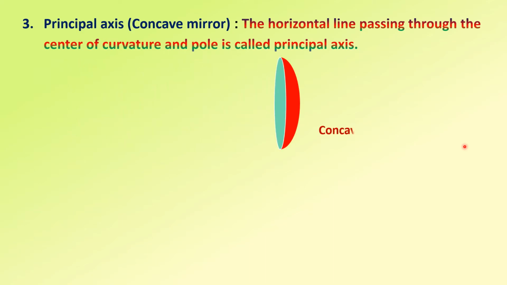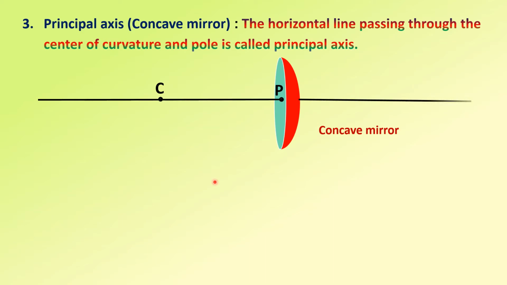See here, this is a concave mirror. I am showing you the principal axis of this concave mirror. Okay, so it is the pole represented by P, and we know that this is the center of curvature of this concave mirror. It is represented by C. So a line passing through C and P like this. The horizontal line passing through center of curvature and pole is called principal axis. So this is the principal axis in case of concave mirror.